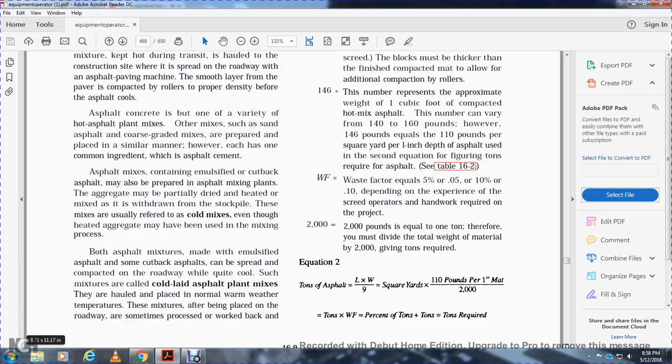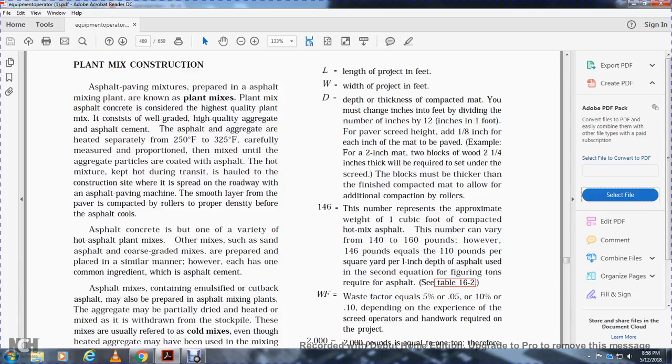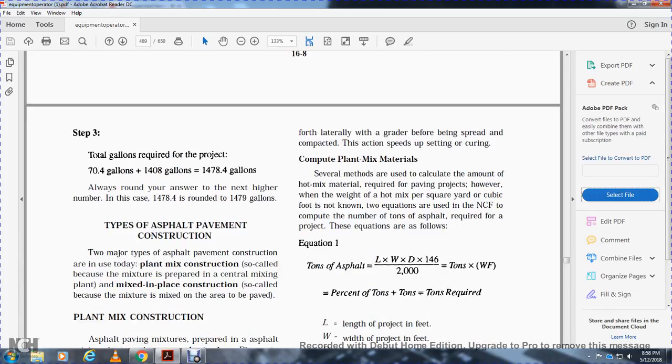Such mixtures are cold-laid asphalt plant mixtures that hold in place in normal warm weather temperature. The mixtures, after being placed on the roadway, are sometimes processed, worked back and forth laterally with a grader before being spread and compacted, with curing.